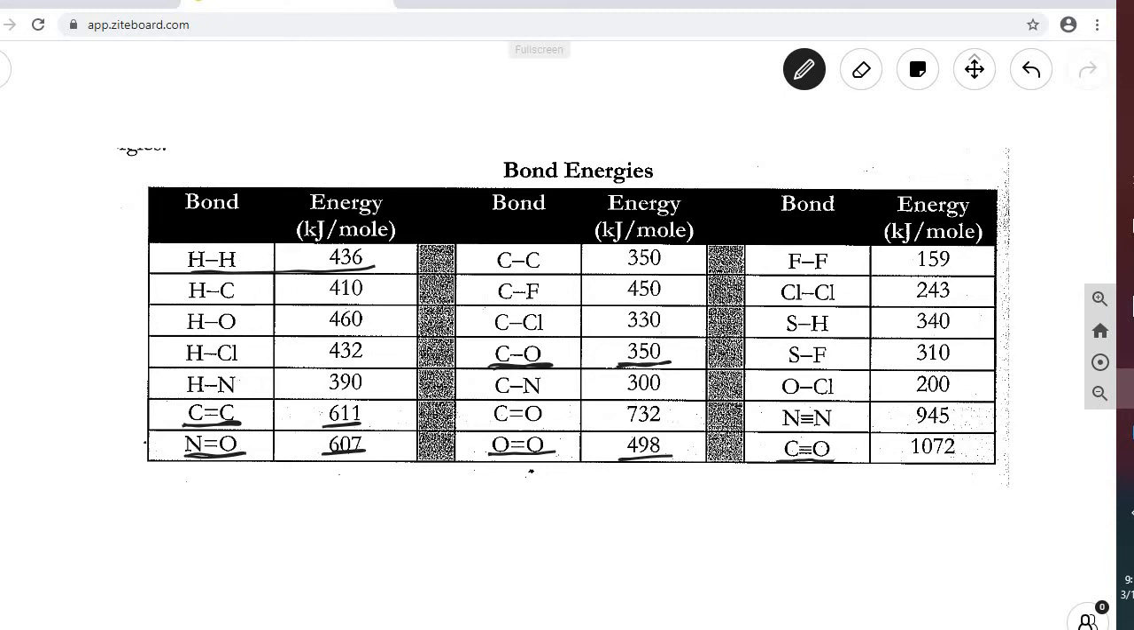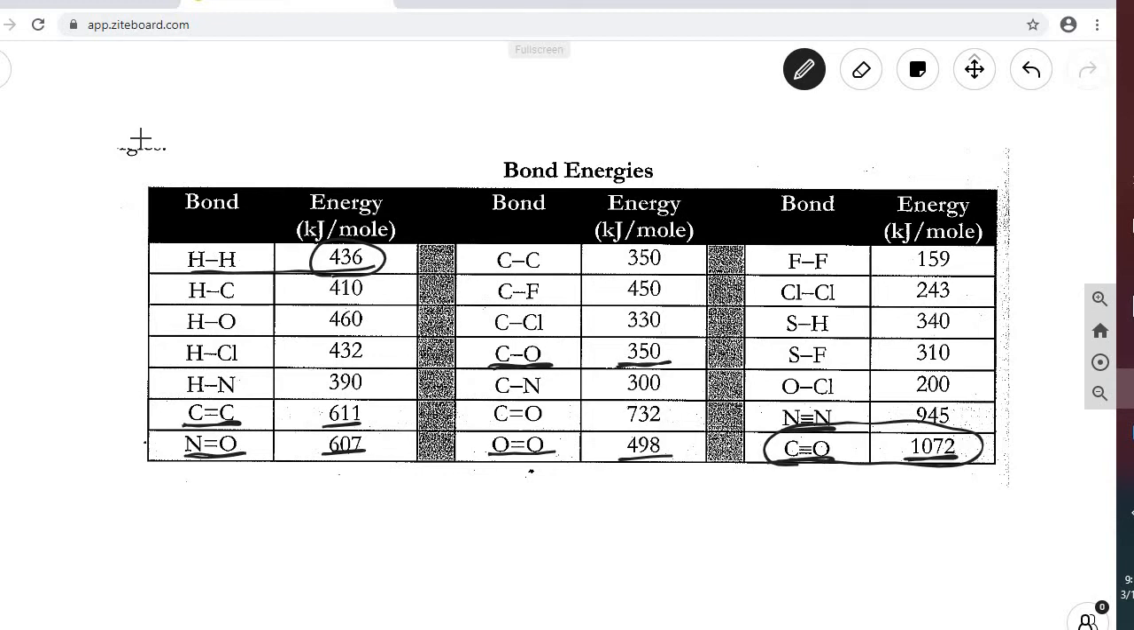So here's a carbon-oxygen triple bond. It takes 1,072 kilojoules of energy to break a mole of a carbon-oxygen triple bond. And here's a nitrogen-nitrogen triple bond. It takes 945 kilojoules of energy. So you can see that the larger this number, the stronger the bond between them, and so it takes more energy to break them. On this chart, of the ones that are listed, the carbon-oxygen triple bond has the highest bond energy, and therefore it would be hardest to break apart.